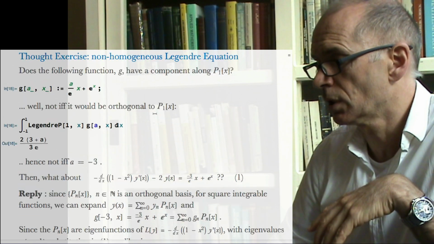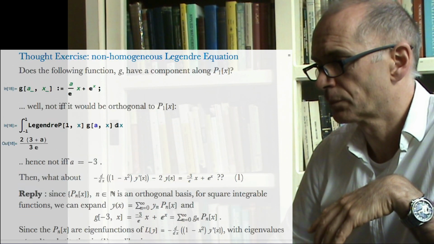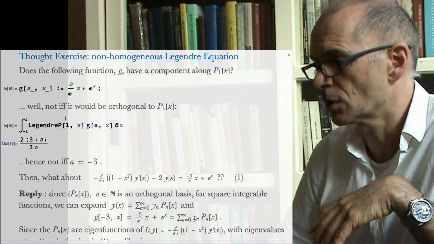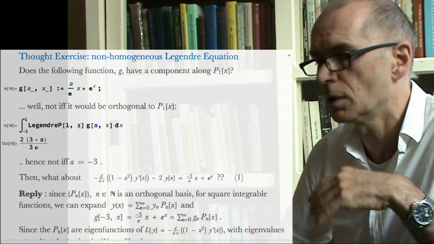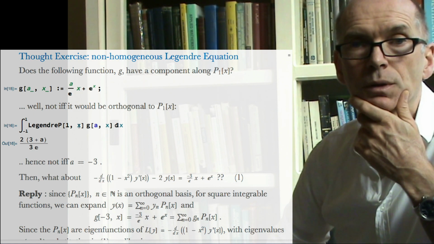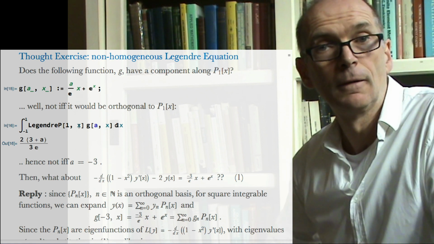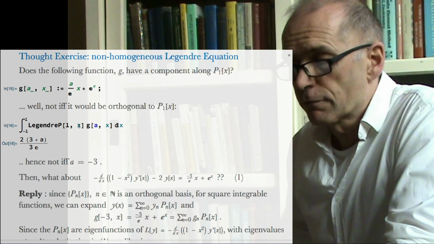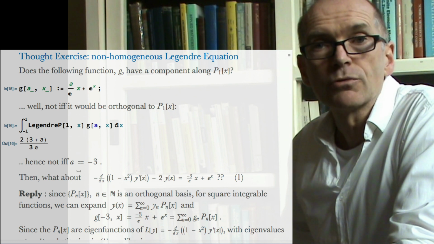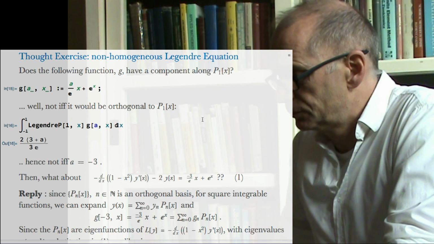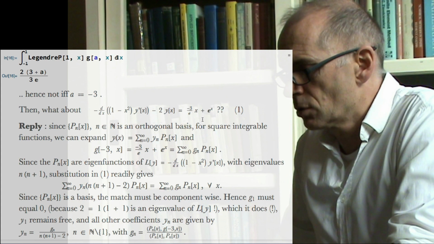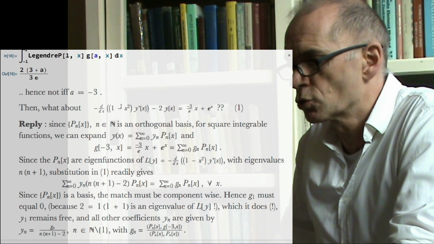And that is what we started with. We asked, does this function have a component in the direction of the p1? And we decided it does not. If a is minus 3, see? So it comes out right. So indeed, this problem is consistent.